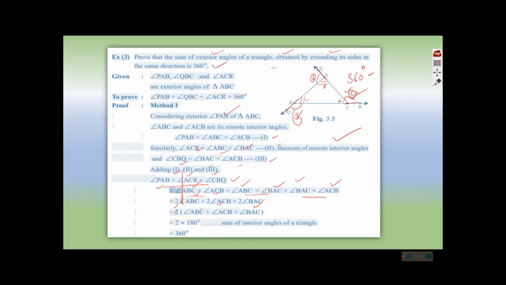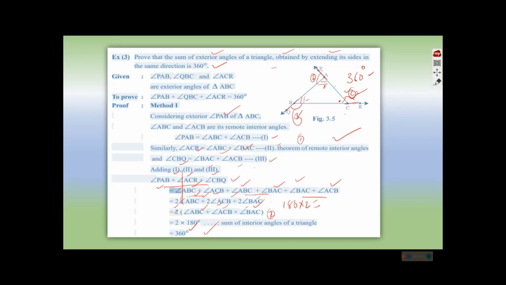ये prove करना है. If this is 2 times of ABC, ACB and BAC, what are these ABC, ACB and BAC? They are the interior angles of the triangle. 2 times if you are taking, it will become 180 into 2. That is what is written here. So it is 360 degree. Simply applying two principles. One is remote interior angle theorem. The other one is the sum of interior angles of triangle is equal to 180.